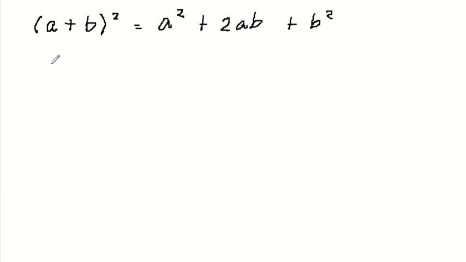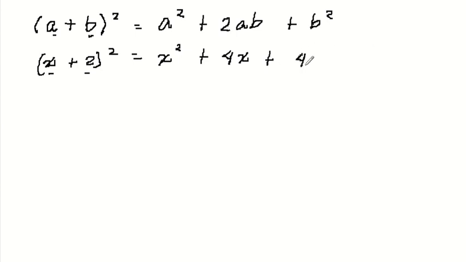If you have an example like x plus 2 squared, it means you square a, in this case you square x, you double the product of a and b, in this case you double the product of x and 2, so that's 2x times 2, so we have 4x, and you square the second term. So in this case our second term is 2, so our answer is 4. So that's how we expand.